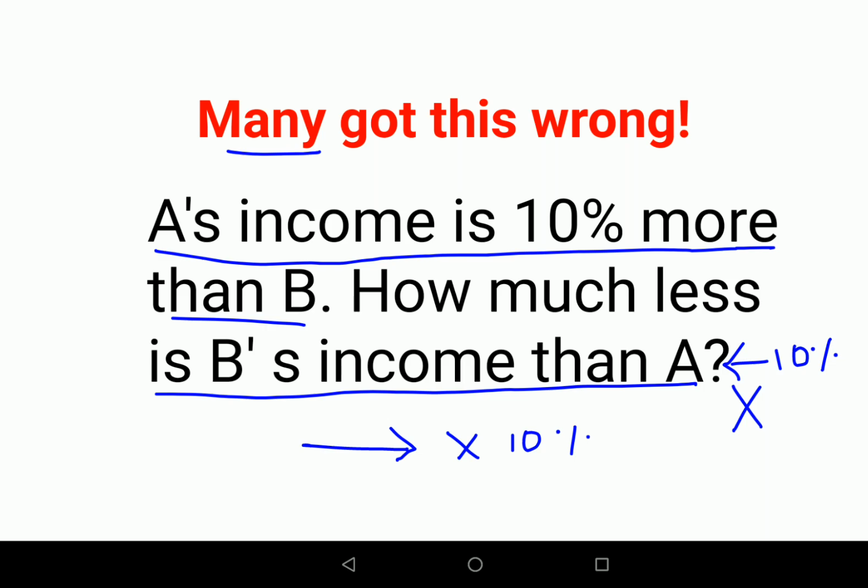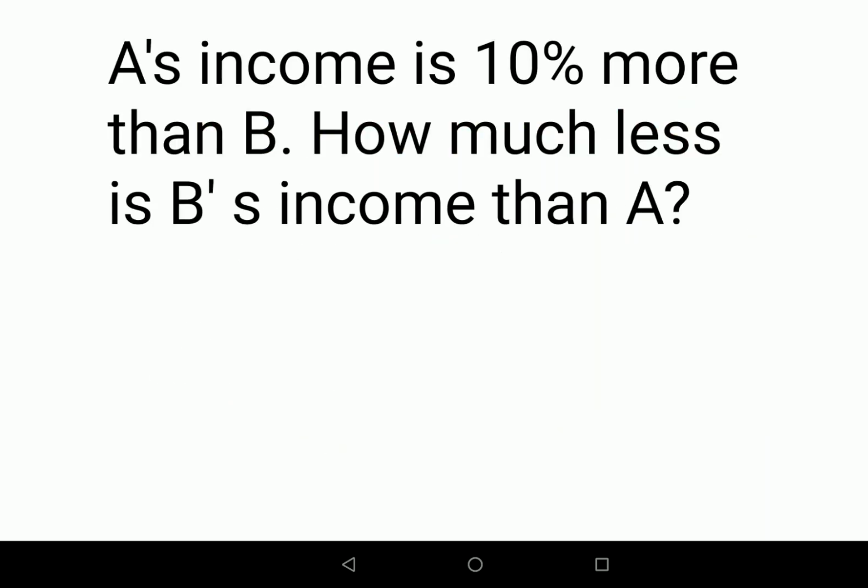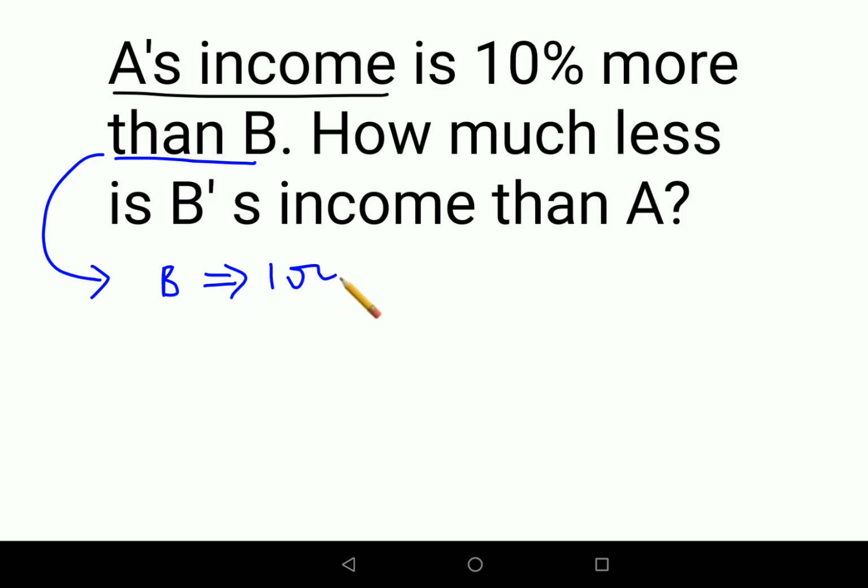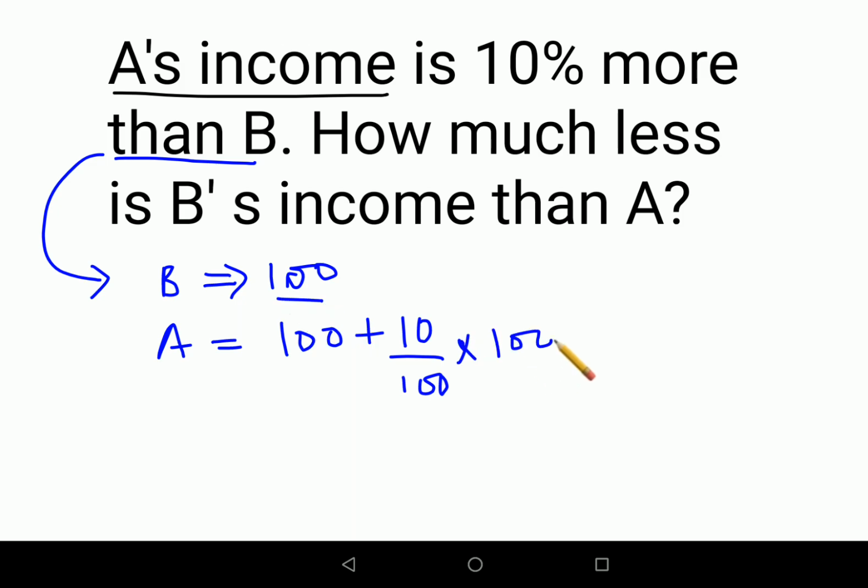So let's understand how to begin solving these kinds of questions. Since they have not given us any income for A, and obviously not for B either, let's take B's income as 100. Now A's income will be 100 plus 10%, meaning 10 upon 100 into B's income, which is 100. This cancels, so I'll be left with 10. So the final answer for A's income comes out to 110.